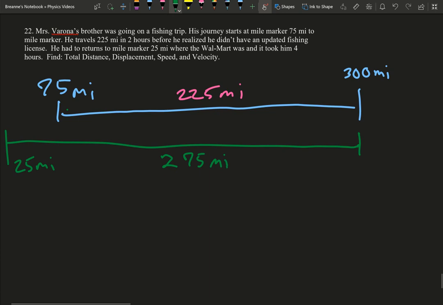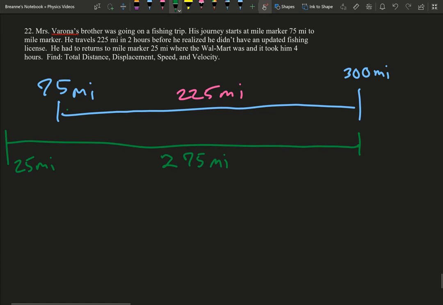So you see how drawing it out helps? He's starting at 75. He goes 225 miles. So 75 plus 225 gives you 300. So you know he's turning around at the 300 mile marker. It says he's traveling to the 25 mile marker. So he had to travel a total of 275 miles back.